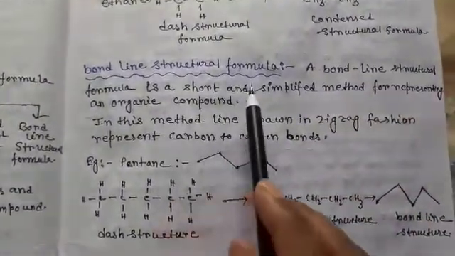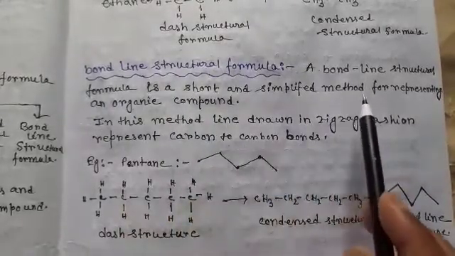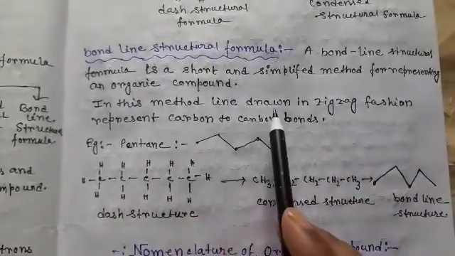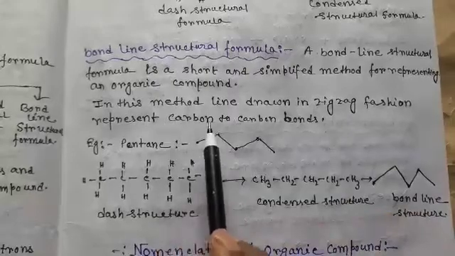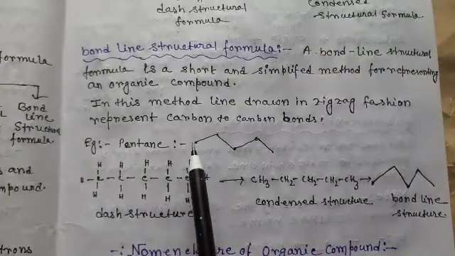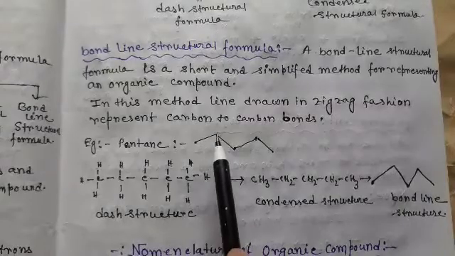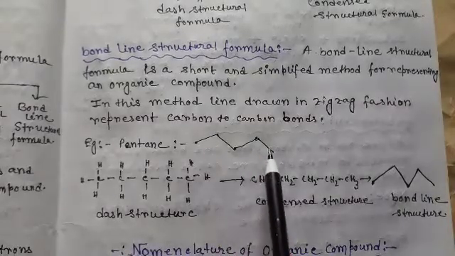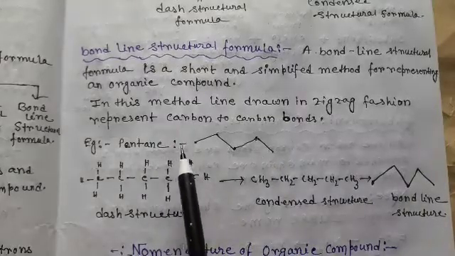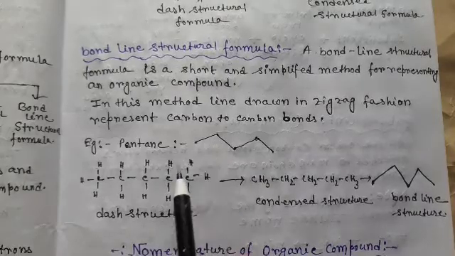Next, the bond line structural formula. A bond line structural formula is a short and simplified method for representing an organic compound. In this method, lines drawn in zigzag fashion represent carbon carbon bonds. For example, pentane. Here only the carbon carbon bonds are represented by single lines in zigzag fashion. This is the bond line structural formula of pentane. Here only the carbon carbon single bond is represented by a line.